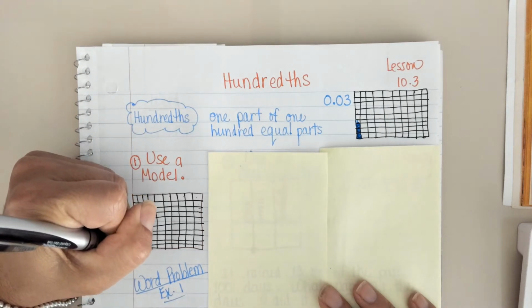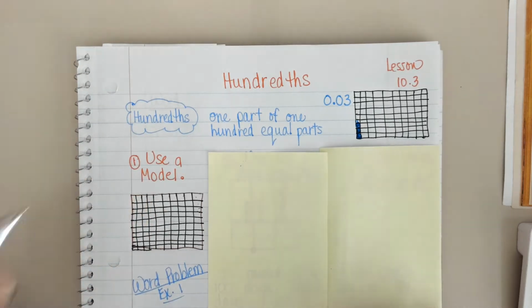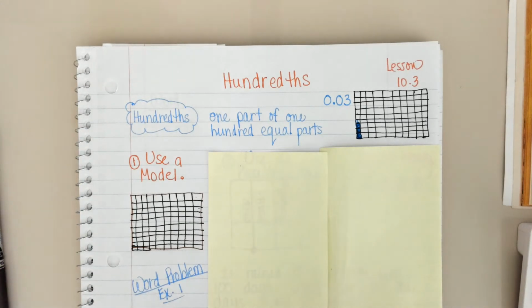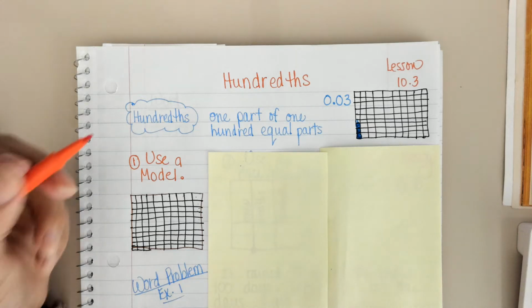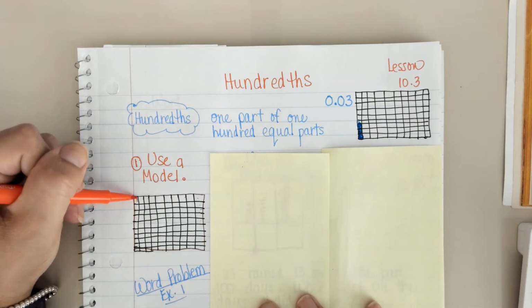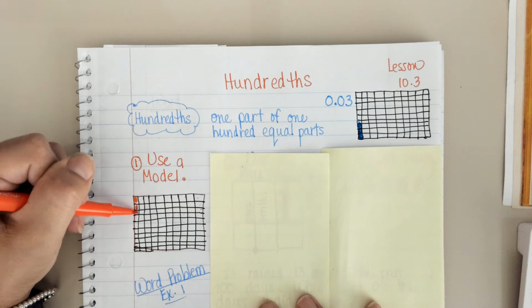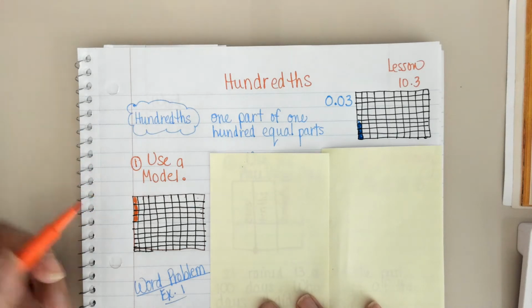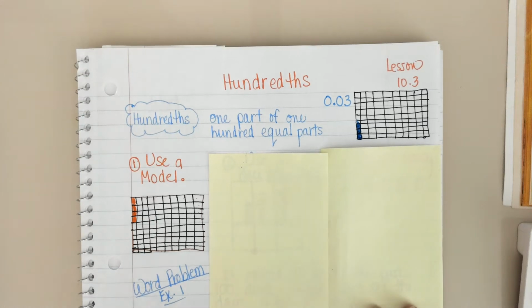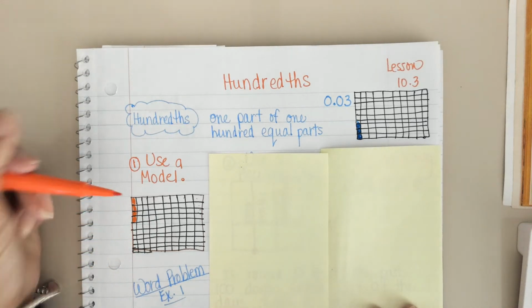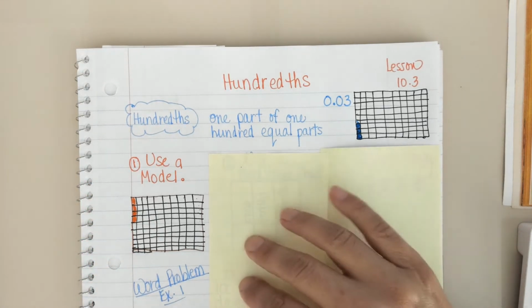And of course, inevitably, it kind of gets messy. All right, we're going to say that we want 4 hundredths. So I'm going to color 1, 2, 3, 4. Notice again, we have nothing in the tenths place because we haven't fully colored 10 parts.